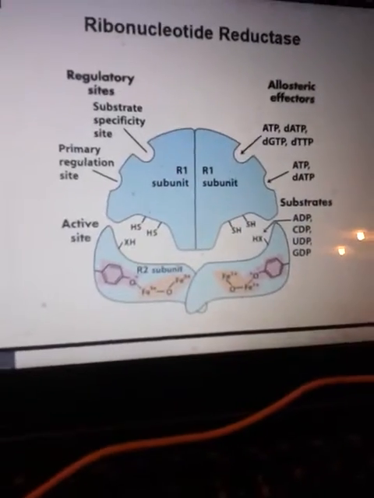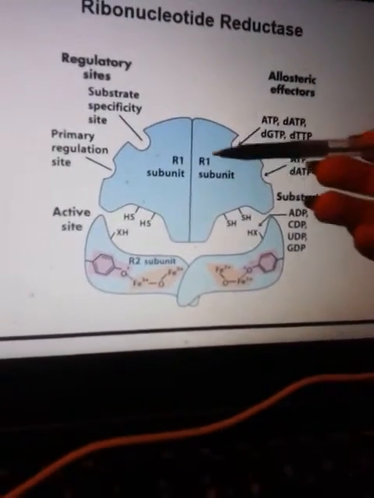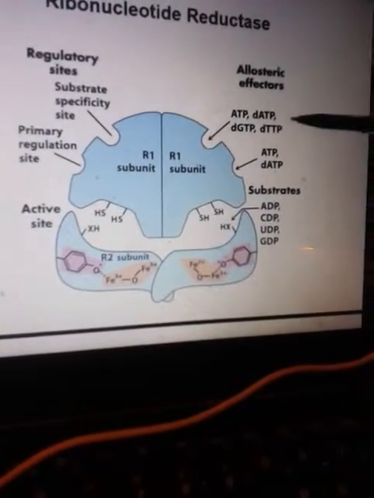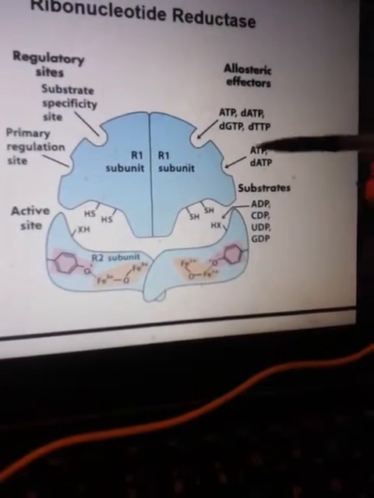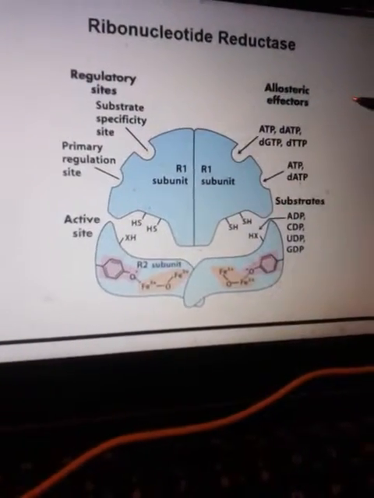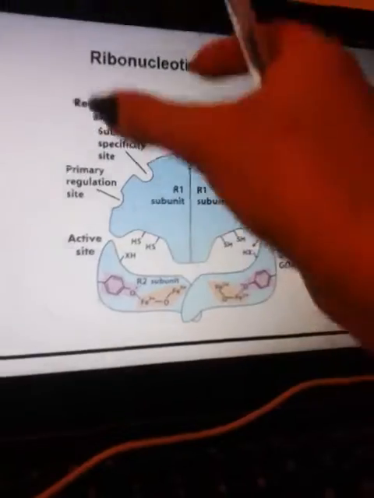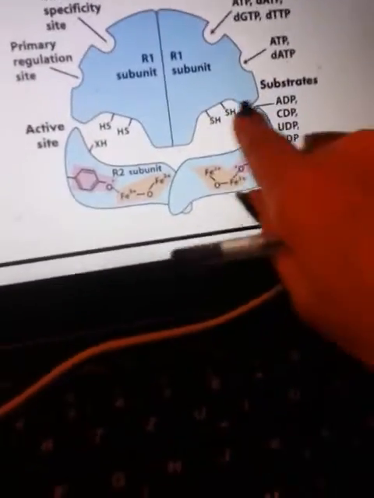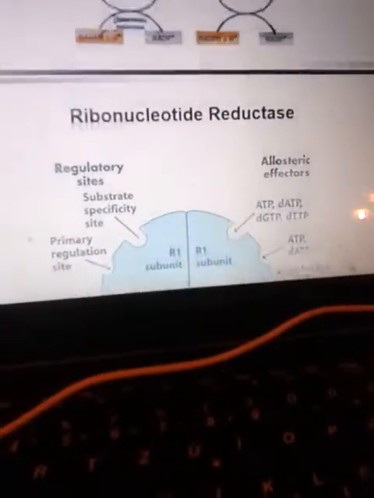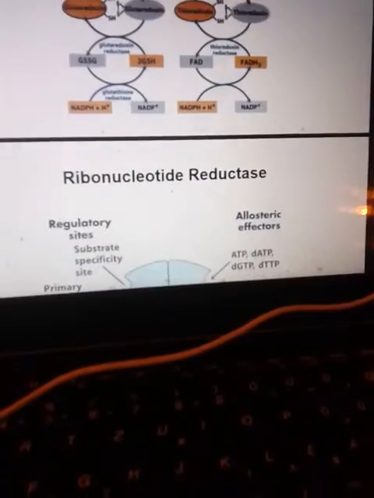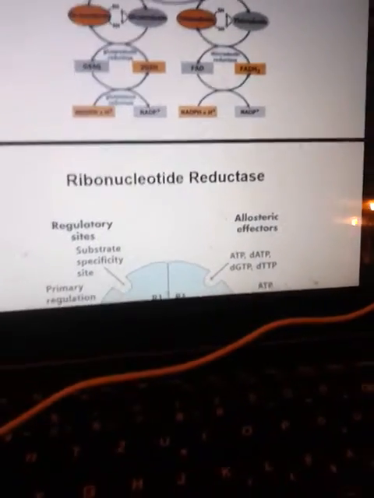Ribonucleotide reductase has a regulatory subunit one, regulatory subunit two, active site, ATP, dATP, dGTP, dTTP. You see a lot of substrates for primary regulation, substrate specificity. This is the allosteric effector regulatory site, active site substrate, with a lot of thiol as a thioredoxin and glutaredoxin. Do you get it? A different site it has.